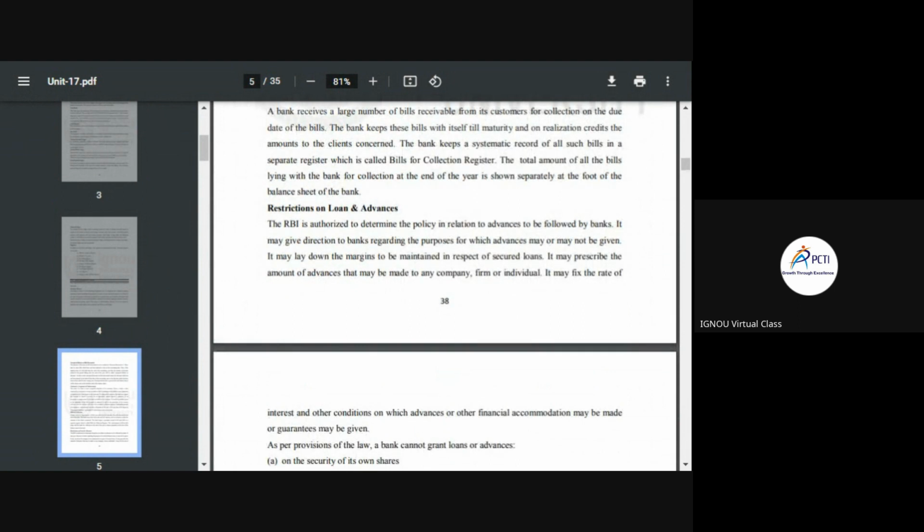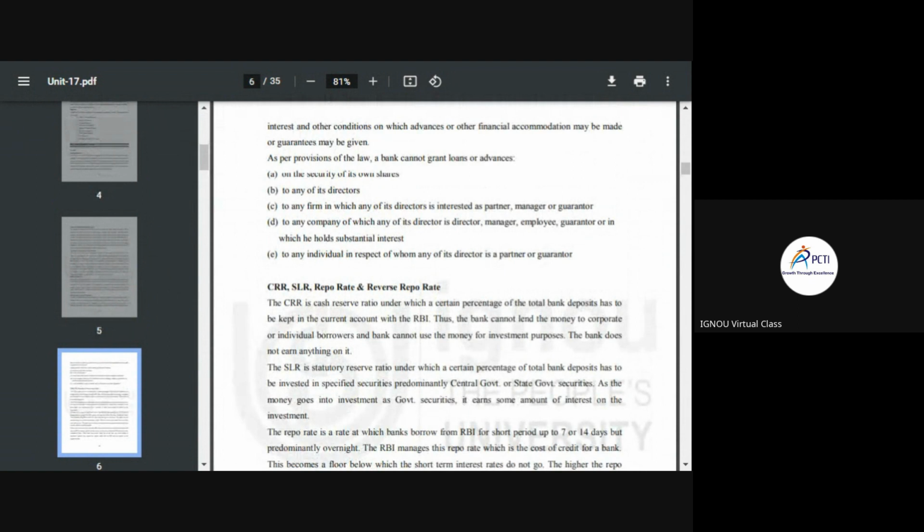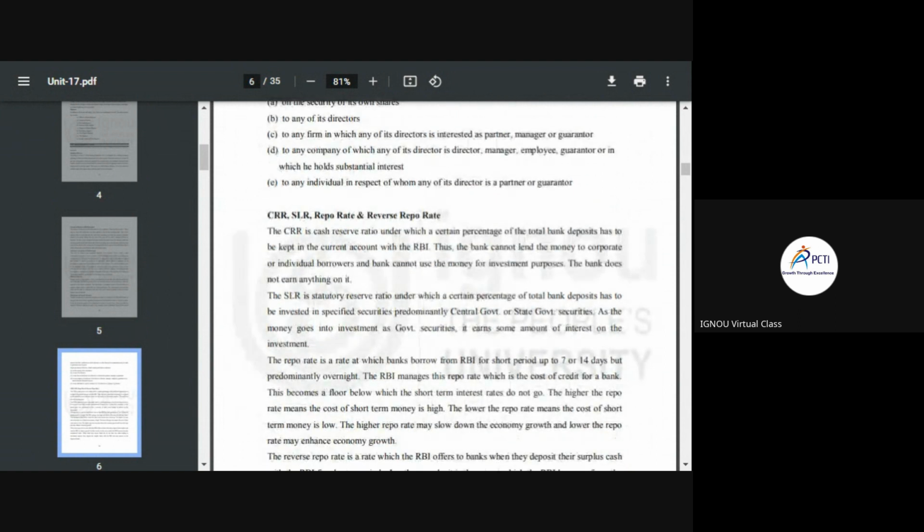Next one is the restrictions on loans and advances. We have different provisions, like loans on the security of its own shares, to any of its directors, to any firm in which any of its directors is interested as partner, manager, or guarantor. Then next one is to any company of which any of its directors is director, manager, employee, guarantor, or in which he holds substantial interest. Next one is to any individual in respect of whom any of its directors is a partner or guarantor.